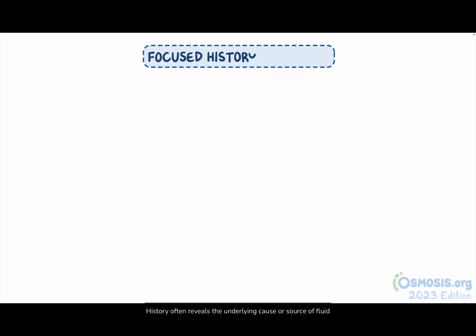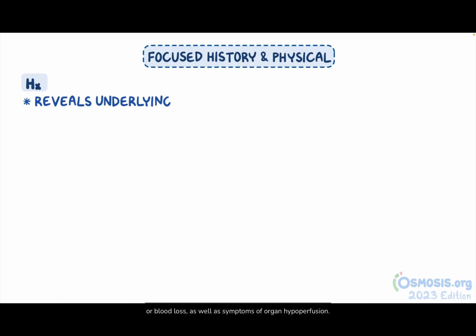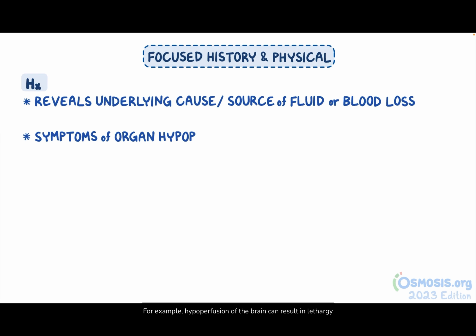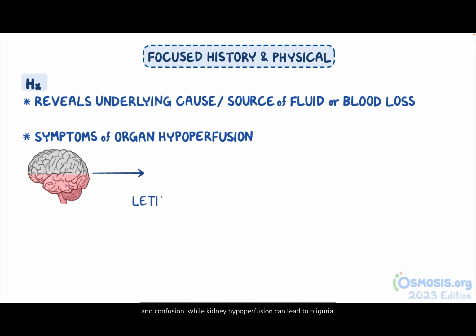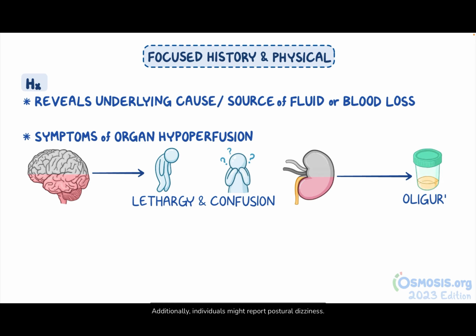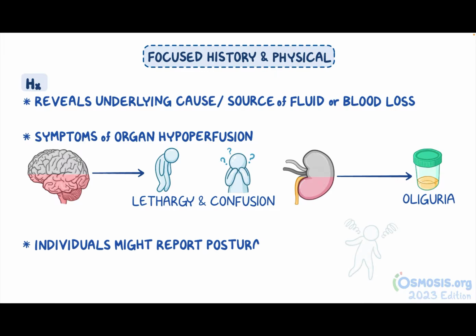Once you've stabilized the patient, obtain a focused history and physical examination. History often reveals the underlying cause or source of fluid or blood loss, as well as symptoms of organ hypoperfusion. For example, hypoperfusion of the brain can result in lethargy and confusion, while kidney hypoperfusion can lead to oliguria. Additionally, individuals might report postural dizziness.